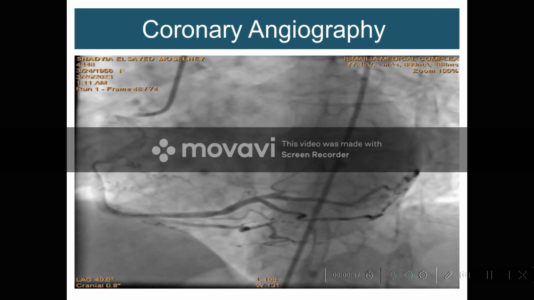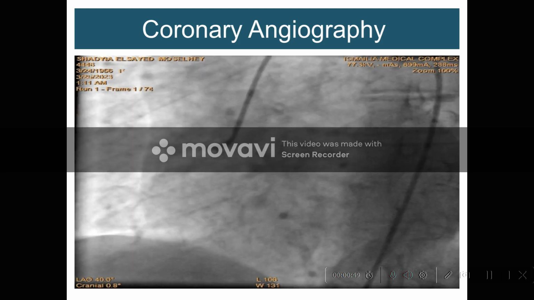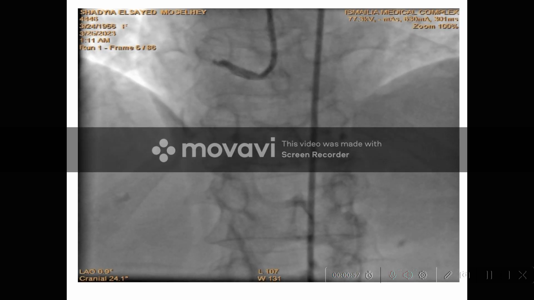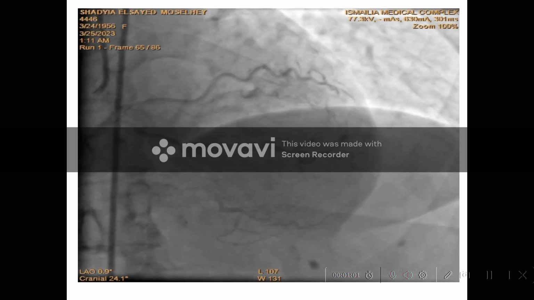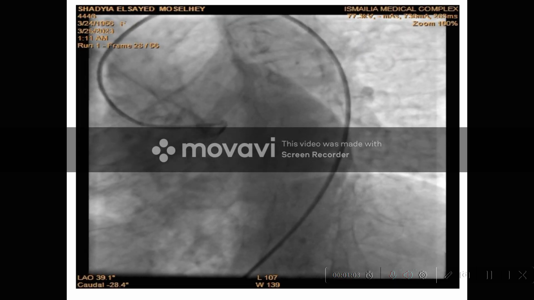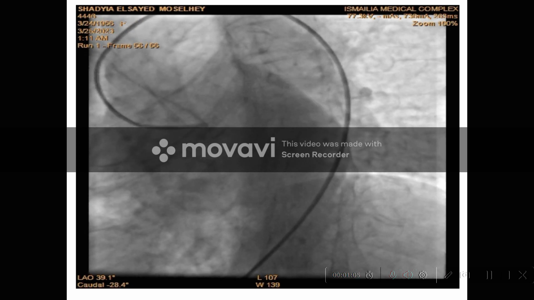We transferred her to the cath lab as soon as possible and started doing coronary angiography of the non-culprit artery. I started with the right coronary artery, and as you see here, it is a quite healthy artery. Then I went to the left coronary system directly with a guiding catheter to rapidly reperfuse the artery.